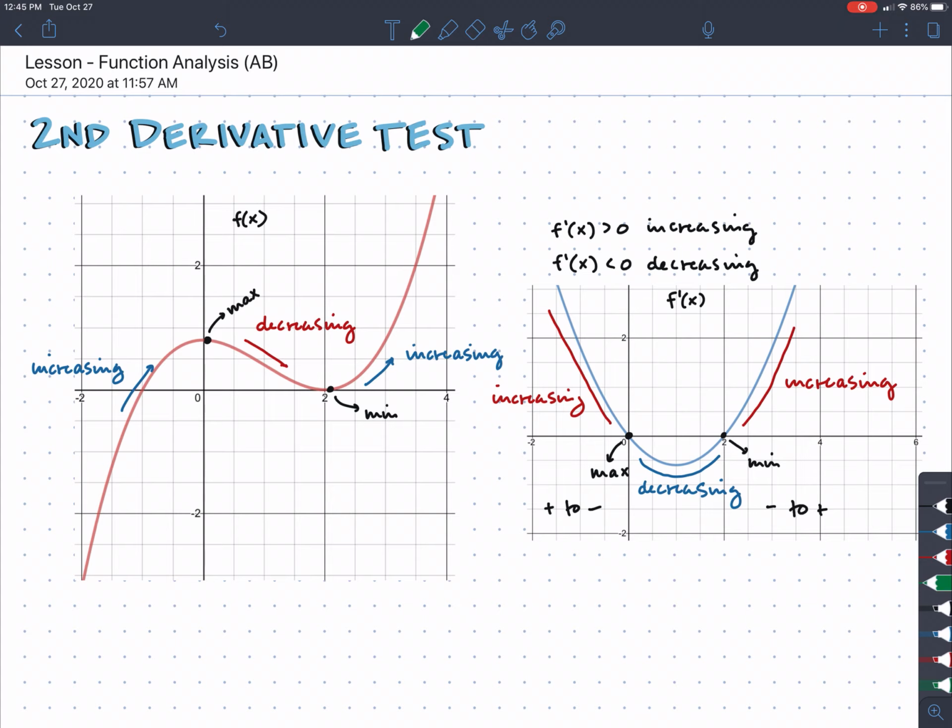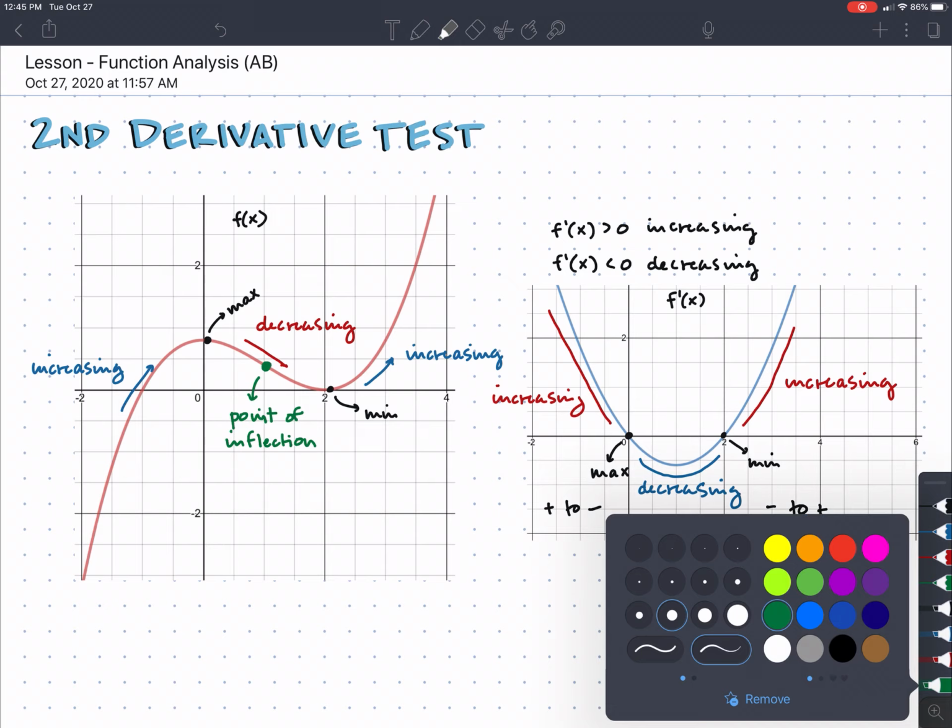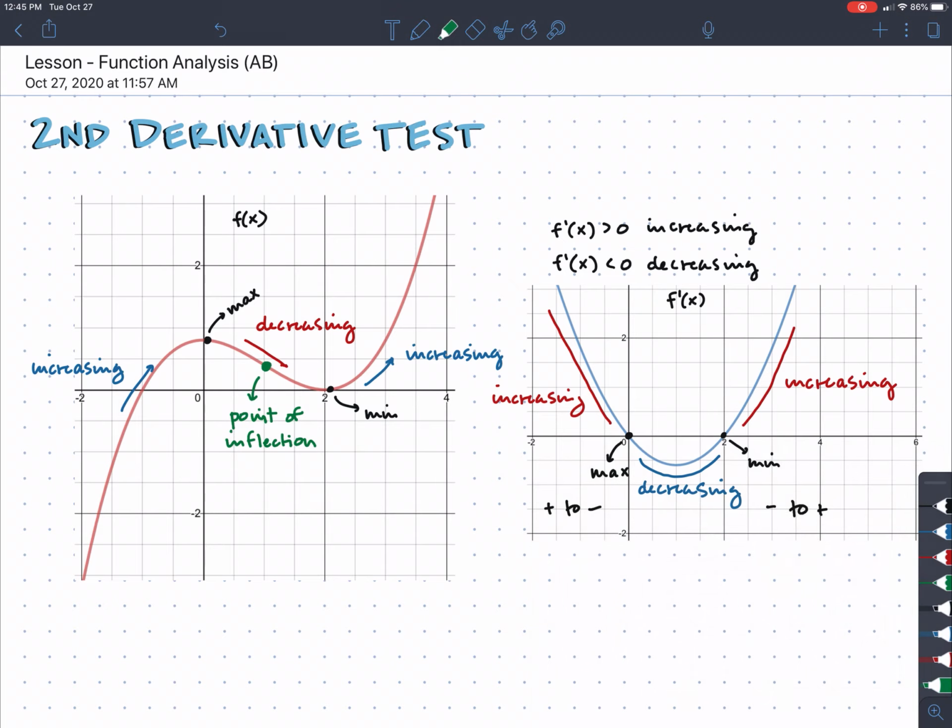There's another feature of f of x that we are going to discuss, and it's right here on this function. And we call this a point of inflection. So the point of inflection is actually where the function changes concavity. So this definition, this word, concavity.